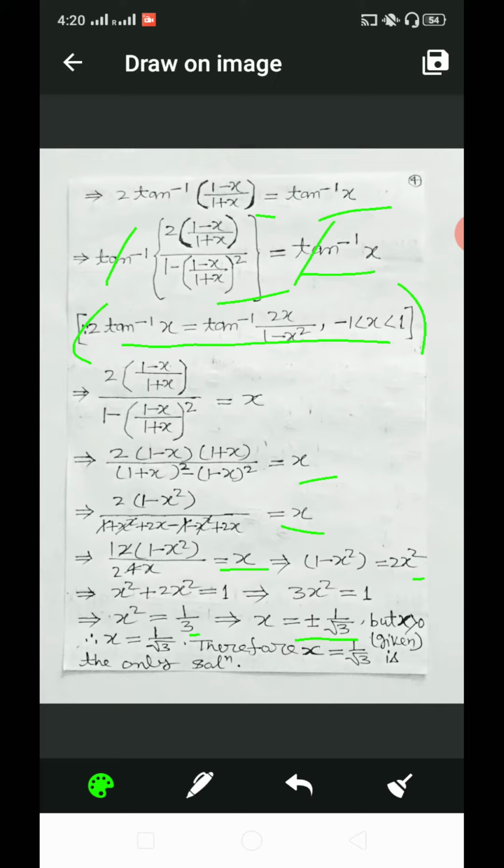Dear students, it is given in the question that x greater than 0, means x having positive value. So on the basis of this, we take x is equal to 1 by root 3. Therefore, the value of x is equal to 1 by root 3 only.